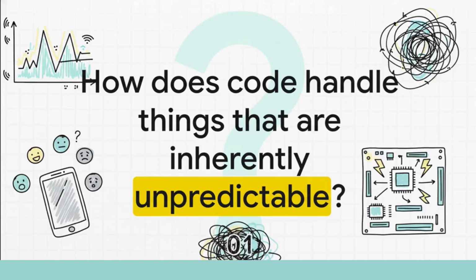I mean, just think about it. From totally random spikes in website traffic to the complex, almost unpredictable behavior of an algorithm, our digital world is just full of randomness. So, how do we get our code to not just cope with this mess, but to actually make sense of it?